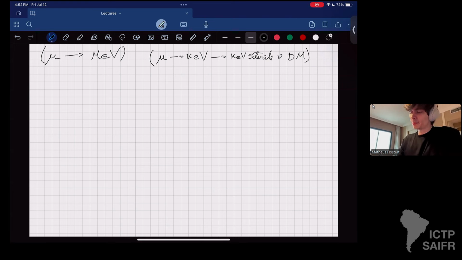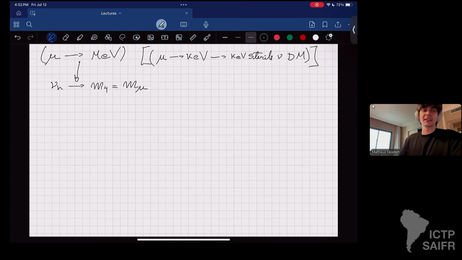But the MeV picture ties more with what I'm trying to do here, which is that your new state is kind of similar in mass to other Standard Model particles. And that starts getting interesting for the phenomenology. Let me take, for instance, now this right-handed neutrino, and let me call its mass M4. This is going to be the heavy neutrino in the four neutrino picture. Let me make that mass similar to the muon mass.